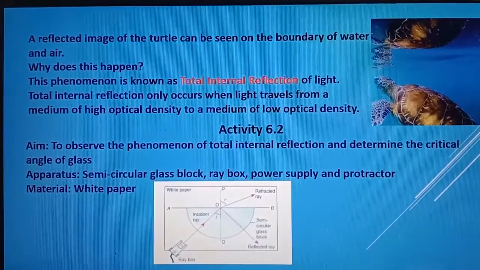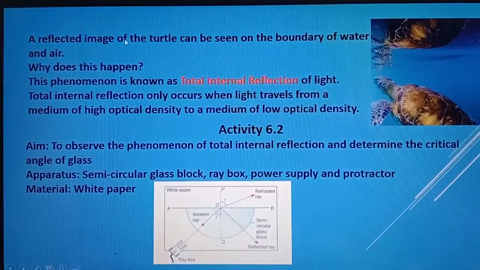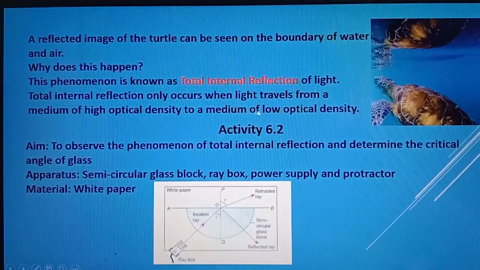So you can see from the picture here, a reflected image of the turtle can be seen on the boundary of water and air. Okay, why does this happen? So this phenomenon is known as total internal reflection of light. Total internal reflection only occurs when light travels from a medium of high density to a medium of low density. As you can see here, light travels from the object, that is the turtle, to the air, from water to air. So the image that forms at the boundary is due to the phenomenon of total internal reflection.